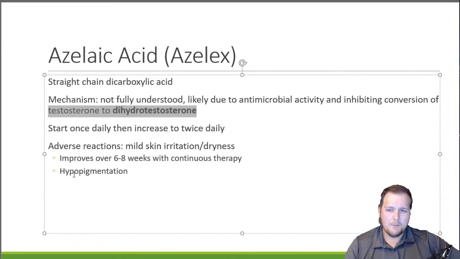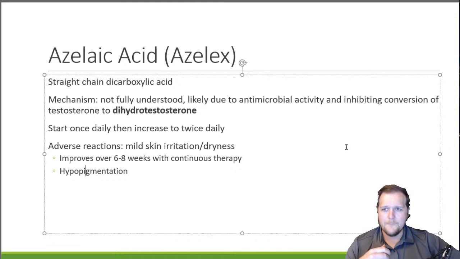It can also cause some hypopigmentation, which some people will use for its benefit. If they have like a dark spot or something, they may try to treat that with azelaic acid. But also that can cause hypopigmentation of skin that you don't want to lighten. So it just depends there.